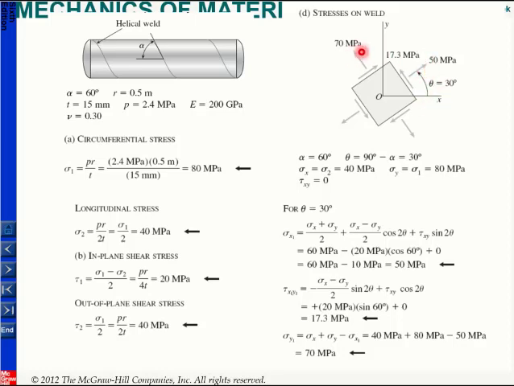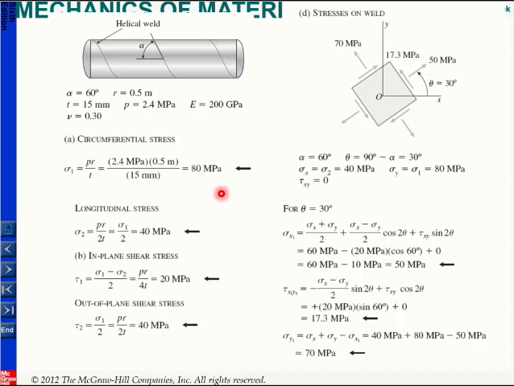Okay, and generally in this question it's not given, but they can give you your yield stress, or they can tell you what shear stress the material can stand, and then you can compare your values and determine whether it fails or not.